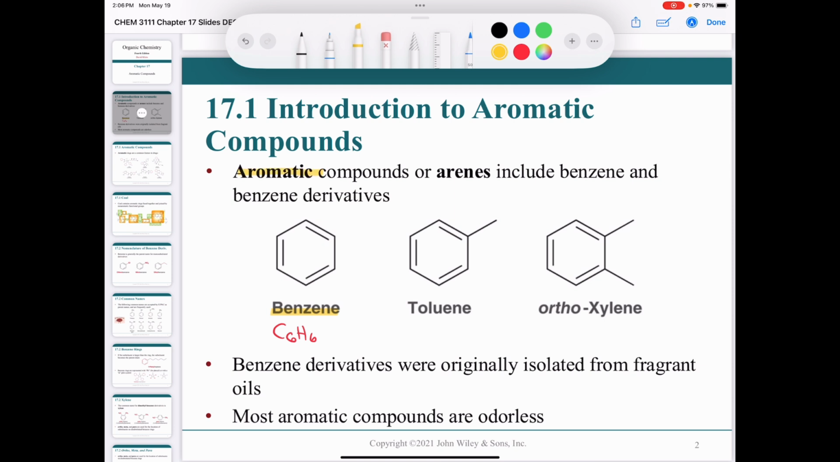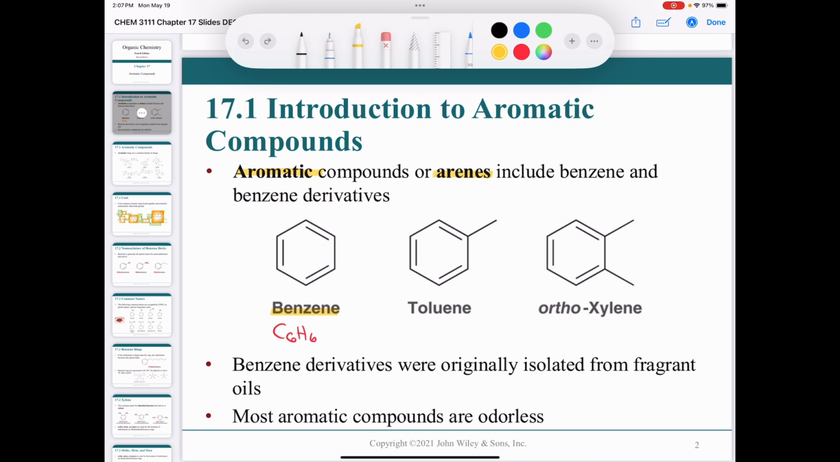So aromatic compounds, or sometimes we refer to them as arenes. So aromatic and arenes include benzene and derivatives of benzene. And so we see here that if you have a methyl group attached to your benzene, we call that toluene, and then this compound here is an interesting name, orthoxylene, and that's a dimethylbenzene.